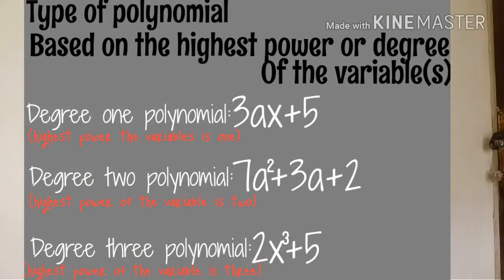There's a degree 1 polynomial, where the variable has a power of 1. There's a degree 2 polynomial, where the variable has the highest power of 2. There's a degree 3, where the variable has the highest power of 3. Degree 4, like that. I know you guys will get the basics, and it is actually very easy to understand.